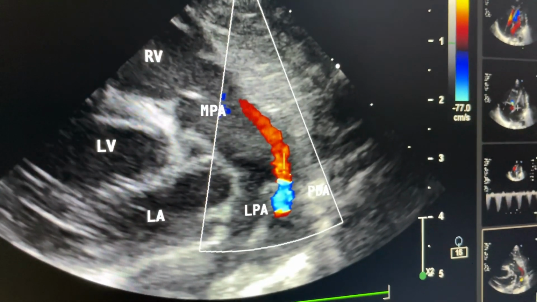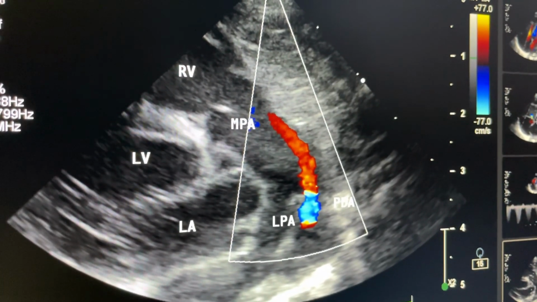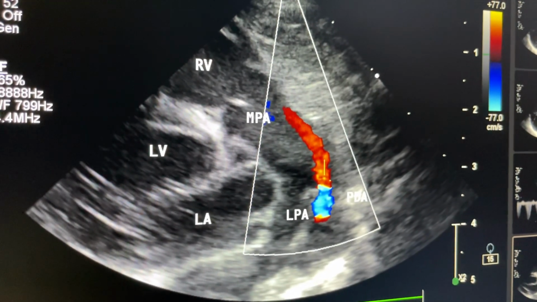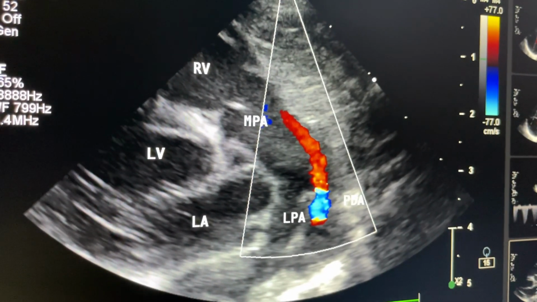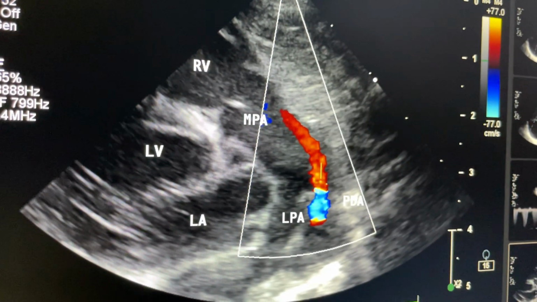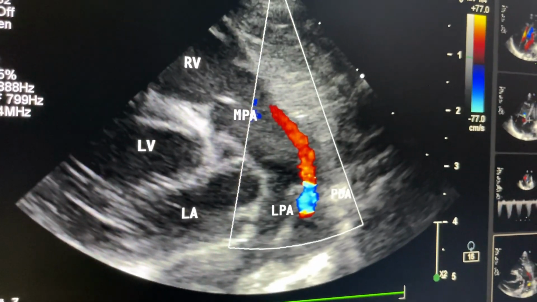So this is bidirectional flow in patent ductus arteriosus, indicating raised right ventricular systolic pressure. So this case is likely to have persistent pulmonary artery hypertension. This patient is only a 7 day old neonate, indicating persistent pulmonary hypertension of newborn.